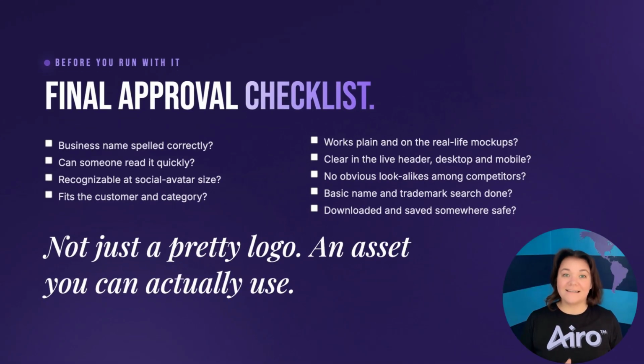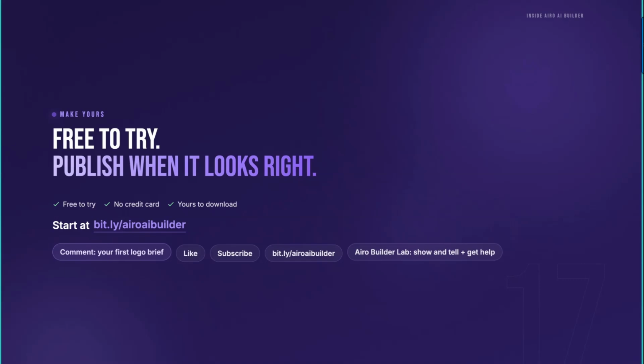Before you run with it, the checklist. Name spelled right, readable fast, recognizable when small, right for the customer, strong as a plain logo and on the mockups, clear in the live header and on desktop and mobile, no obvious lookalikes, quick trademark search done, and downloaded somewhere safe. One focused brief in, a usable logo out, tested on mockups and a live website. You can start with one focused brief, refine one issue at a time, and download the result.